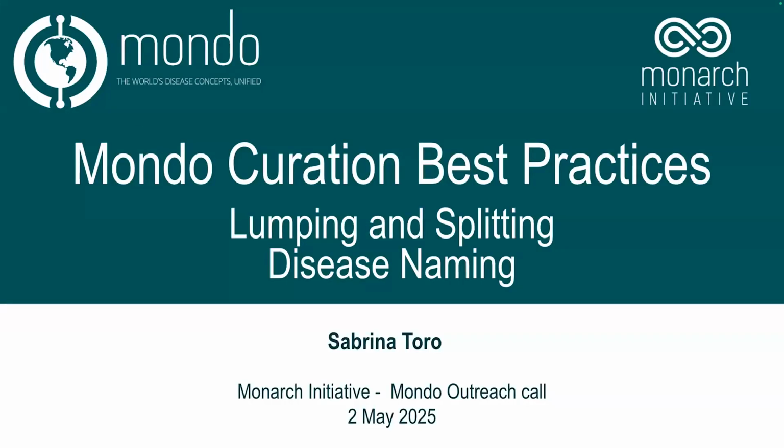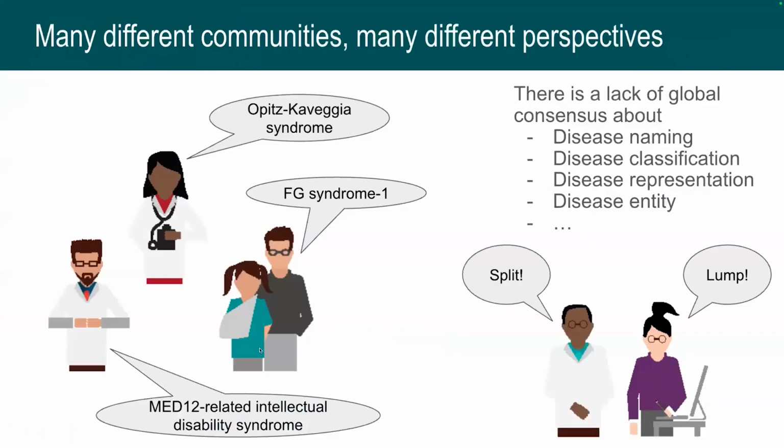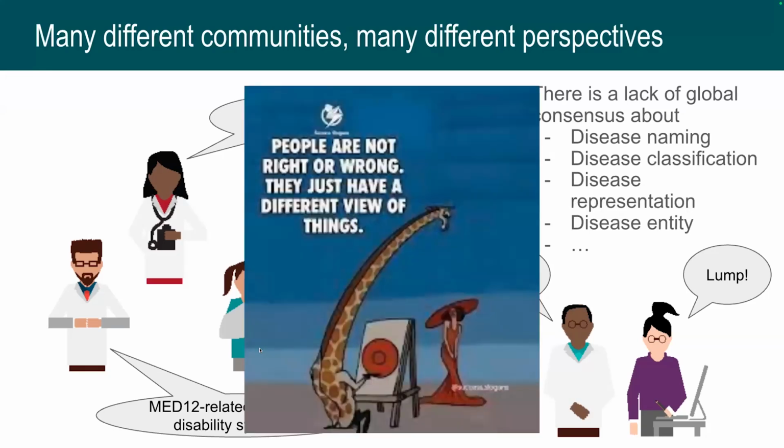So let me briefly tell you. You heard Courtney's explanation and the reasons behind lumping or splitting or how to name a disease. So I want to show you on the side of Mondo what we do about that information and how we address those requests. So, as we all know, and as Courtney showed, we work with many different communities. All those communities have a different approach to how to name disease and whether or not to split or lump. And it's really nobody is right, nobody is wrong. It's just that everybody has a different perspective and everybody has a goal and very specific needs.